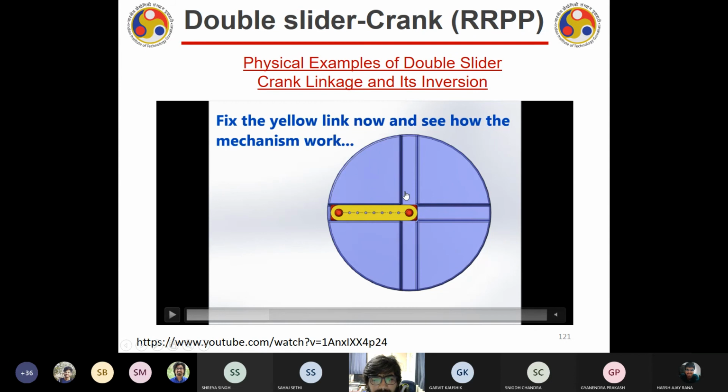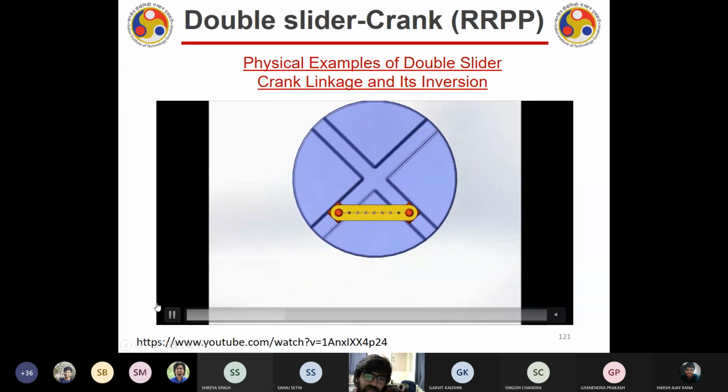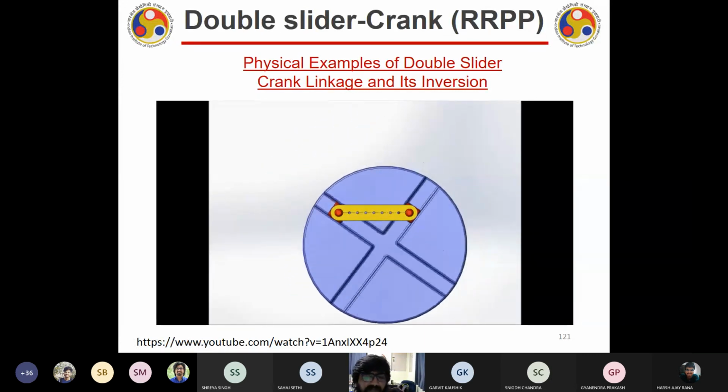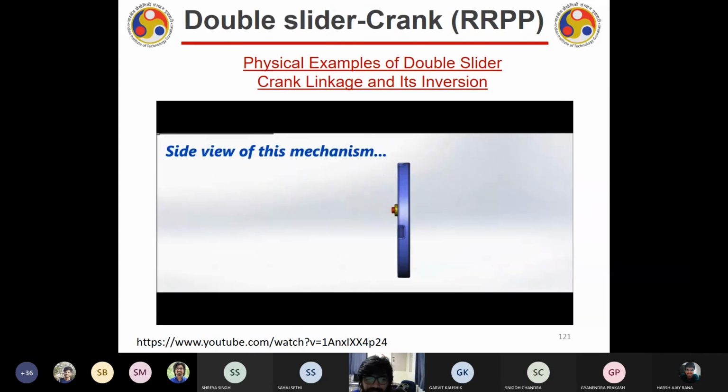So right now, they both are on one side of the blue link. But what if they both are on opposite sides of the link? Then also the same thing will happen, and this yellow link will become a C kind of thing. Carefully observe. Right now both are on the one side.